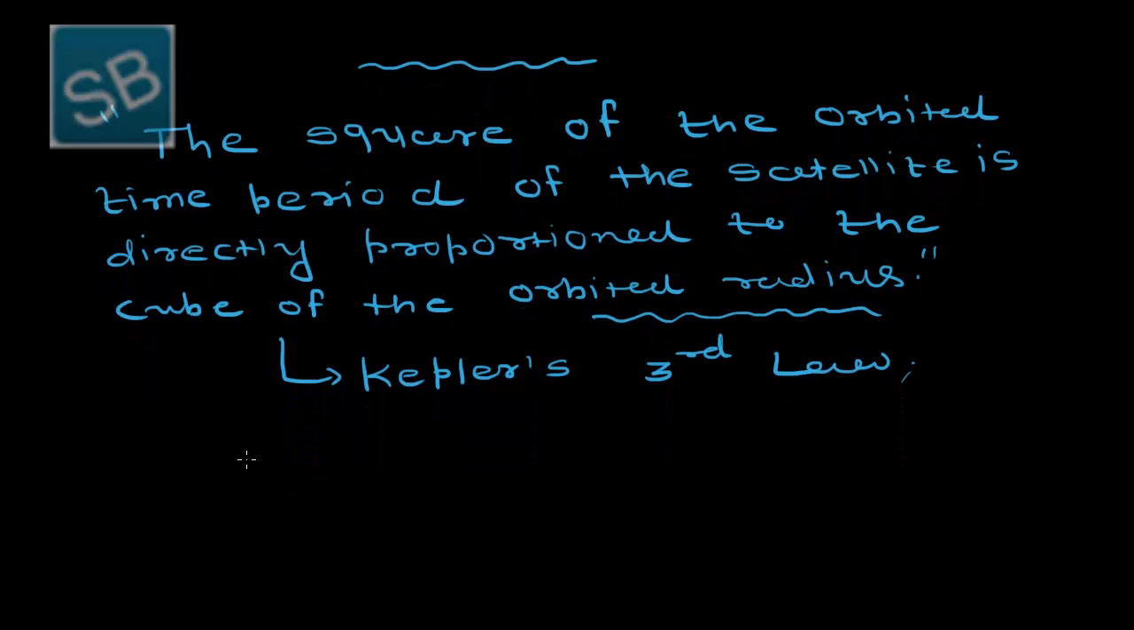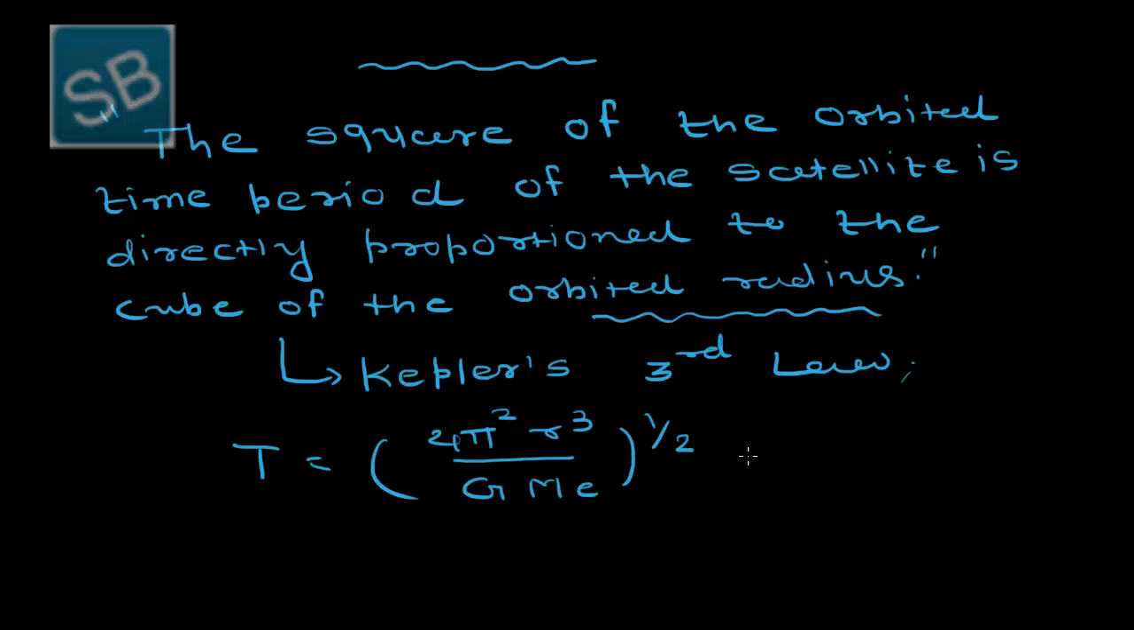Now, from equation 3, I can take square root on both the sides. So, my equation for time period T is equal to 4 pi square r cube divided by G into Me, whole raised to 1 by 2. And that is equation number 4. And with this, we have obtained the equation for time period of the satellite.